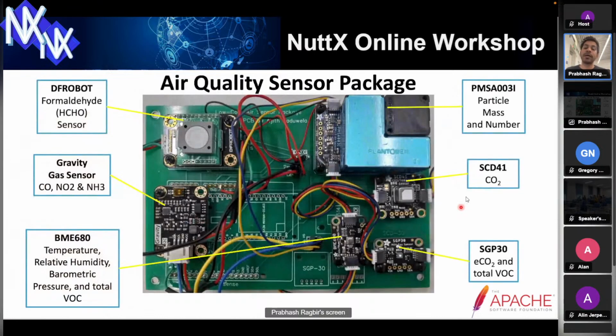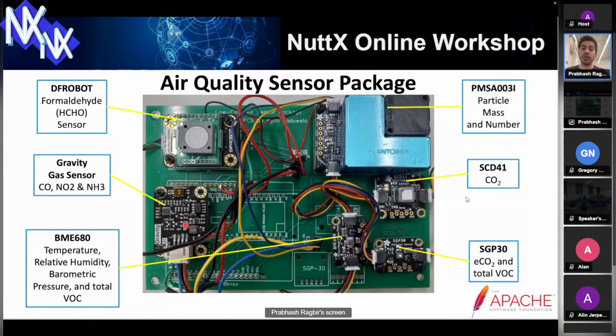The air quality sensor package, this is the front of the sensor package. I'll show you the back just now, which is where the Spresense is mounted. We have 6 different sensors for detecting different chemicals. So this one is for particulate matter, this one is for carbon dioxide, this one is for volatile organic compounds or VOCs, formaldehydes, different gases such as carbon monoxide, and this one measures temperature, humidity, and pressure.